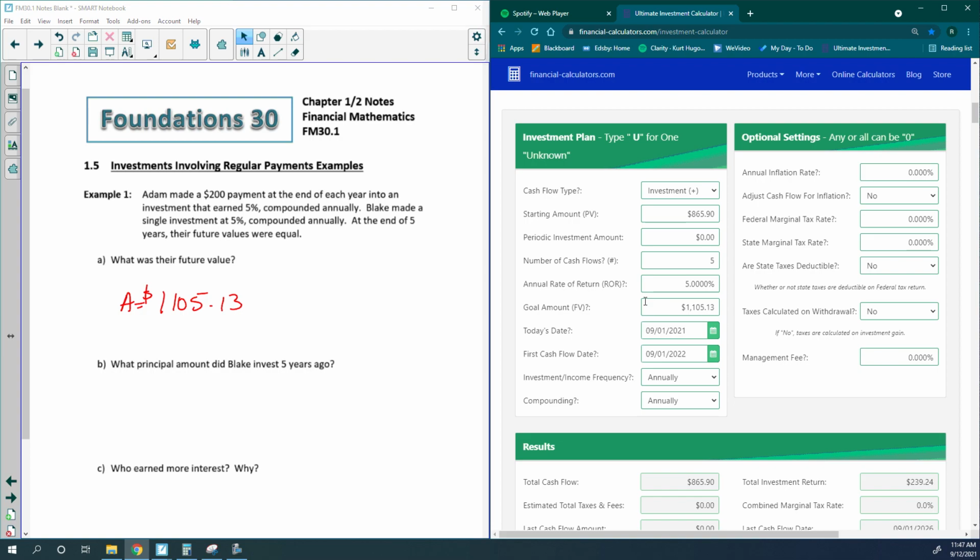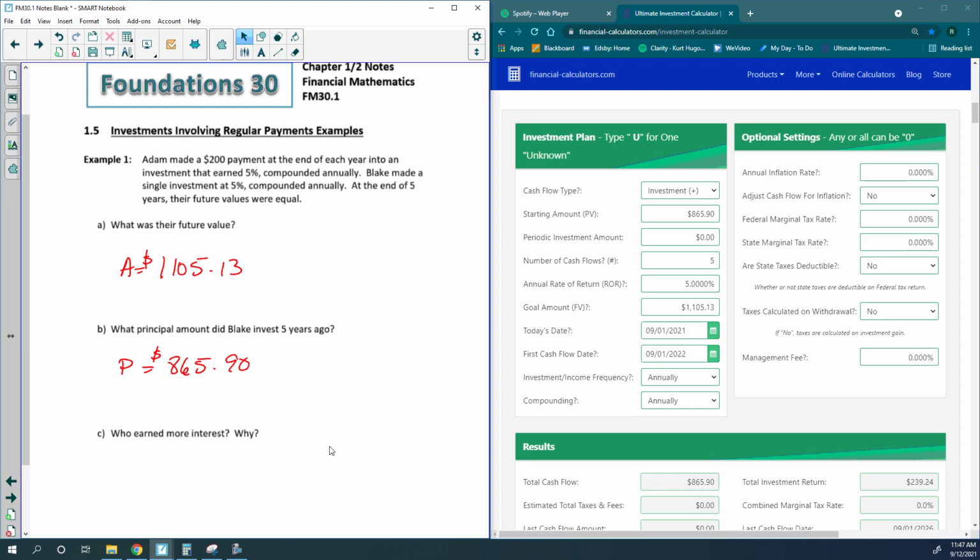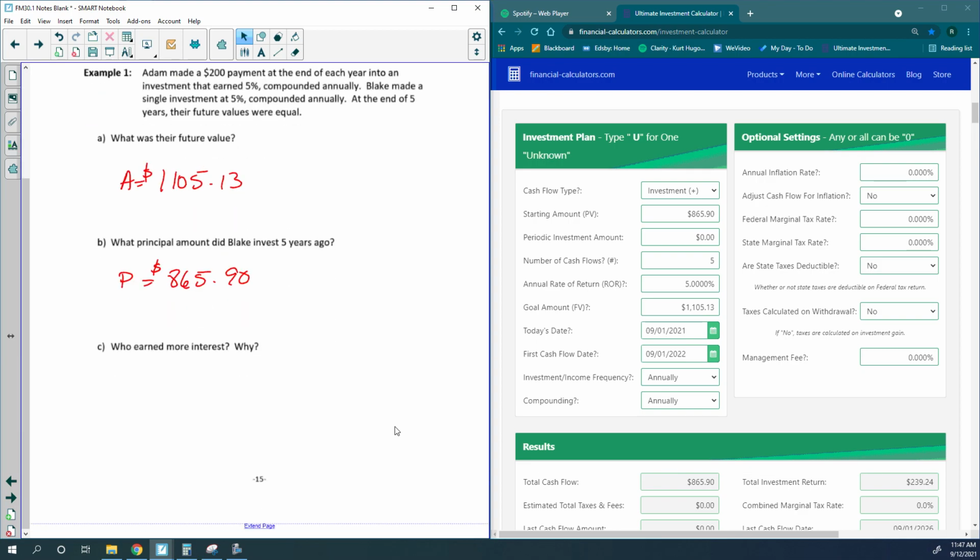Go hit calculate. And so the amount Blake invested at the beginning, so his principal at the beginning of the 5 years, would be $865.90.